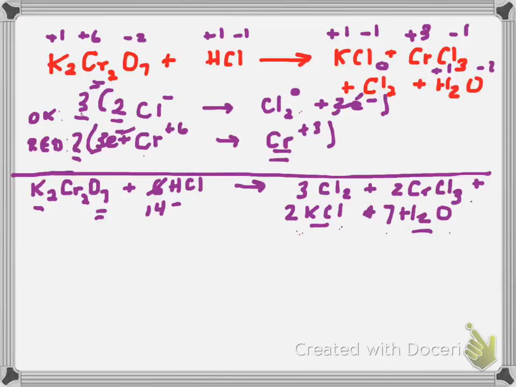And if I inspect all the rest, it really should be okay. 2 potassiums on the left, 2 potassiums on the right. 2 chromiums on the left, 2 chromiums over here on the right-hand side. We already checked everything else. Difficult, but doable. Hope that helps. Good luck on your test.